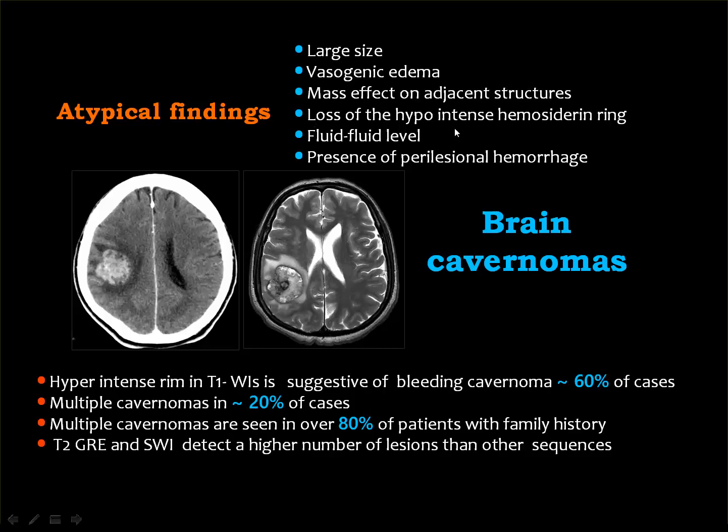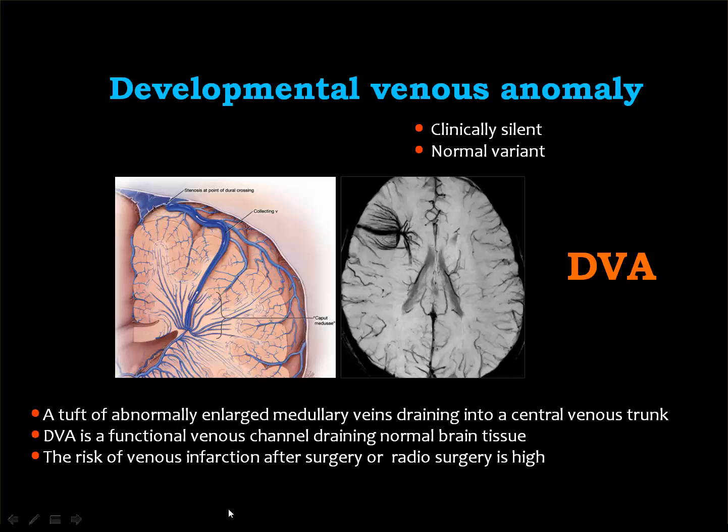Loss of the hypointense hemosiderin rim on the T2 weighted image will make many difficulties in the diagnosis of this particular lesion. Fluid level inside the lesion and the presence of perilesional hemorrhage if the cavernoma is starting to bleed. These are the findings that can be accepted in the diagnosis of cavernoma. And multiple cavernomas are seen in 20% of sporadic cases, and multiple cavernomas are seen in 80% in patients with family history. This is a well-known issue.